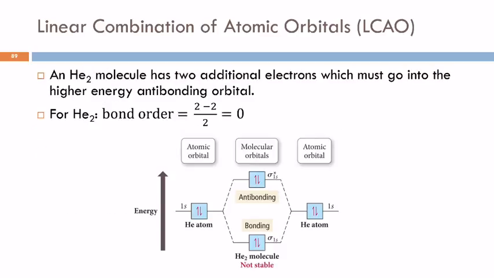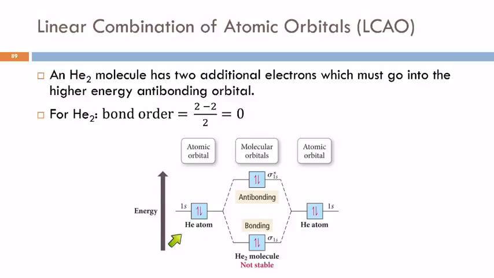Let's look at an He2 molecule. Have you ever heard of an He2 molecule? Didn't I tell you that helium doesn't form compounds? Well, let's look at what would happen if we put 2 helium atoms together and tried to get them to bond. I'm sorry, it's number of bonding minus number of antibonding electrons, divided by 2.